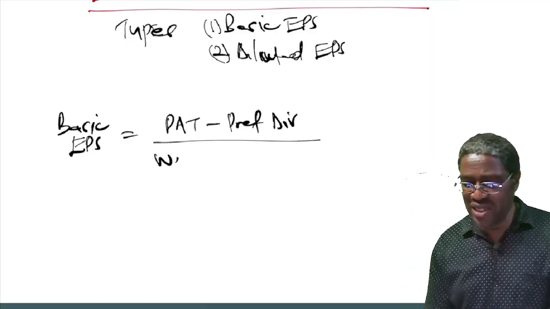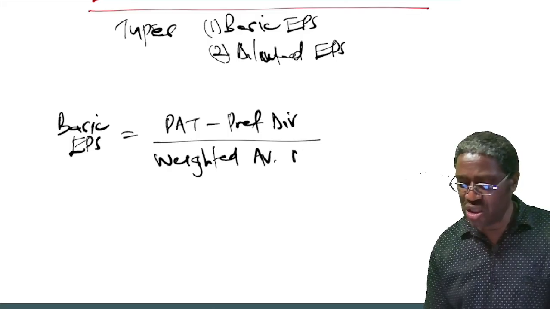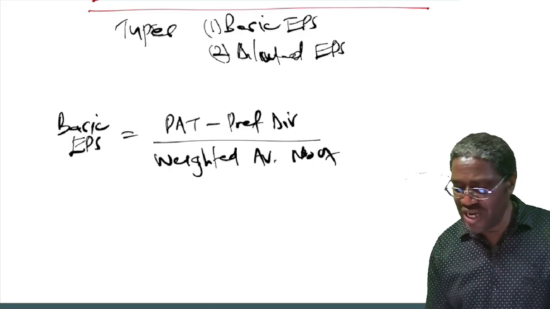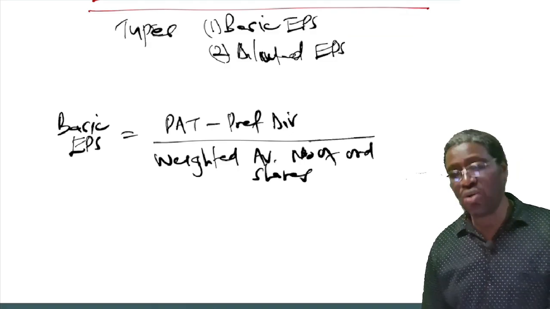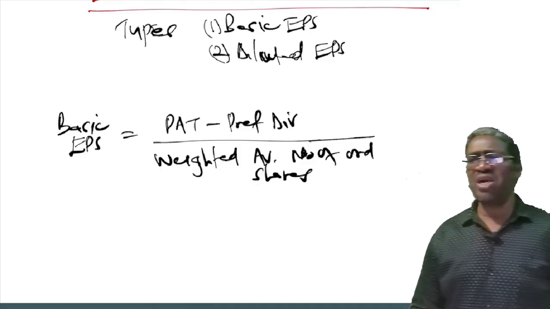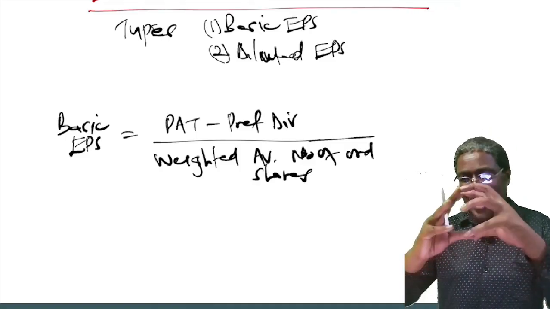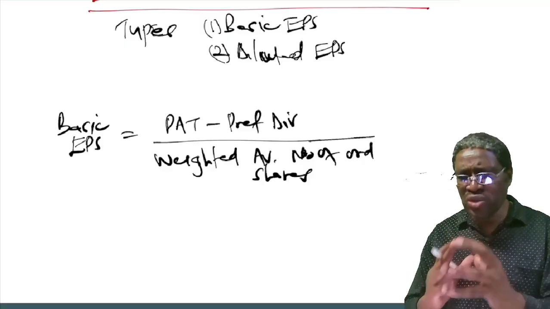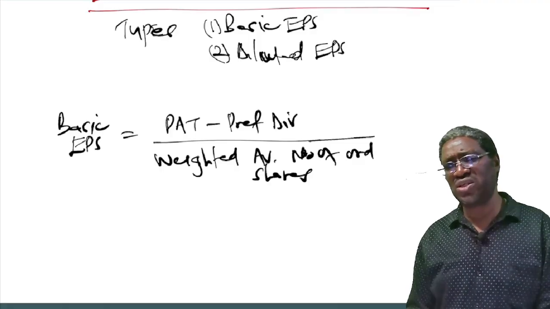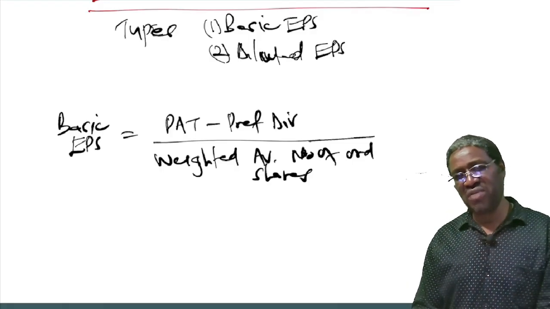Then we divide that by the weighted average number of ordinary shares. That's how we get the basic earnings per share. You take the earnings attributable to the ordinary shareholders, and once you get them, you divide that by the weighted average number of shares.